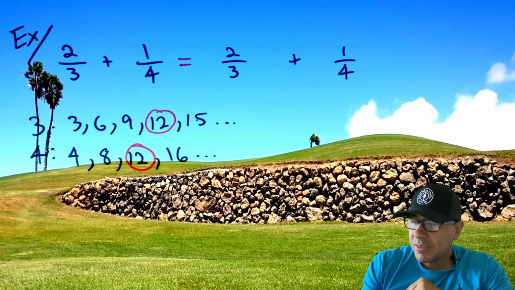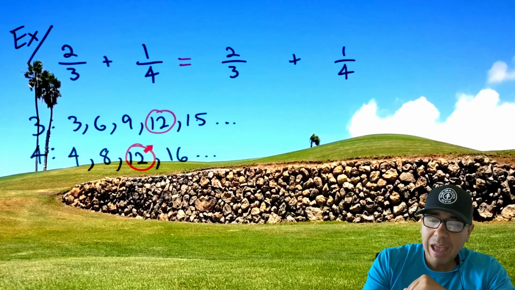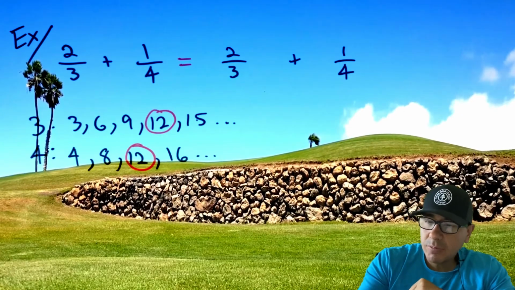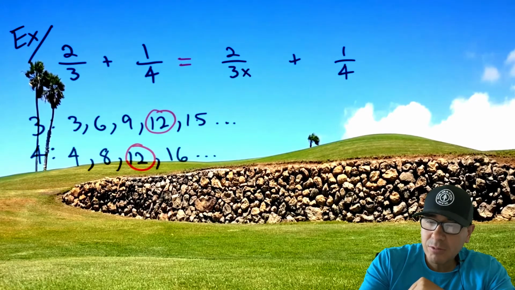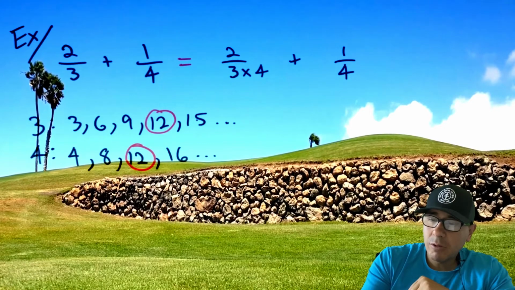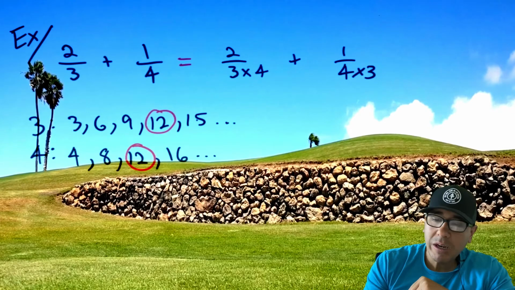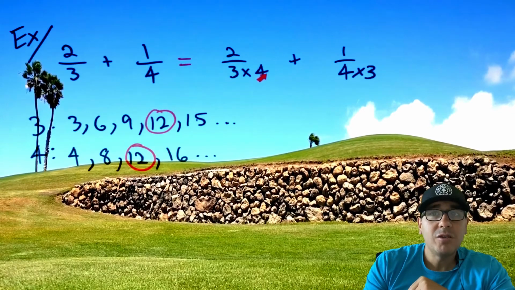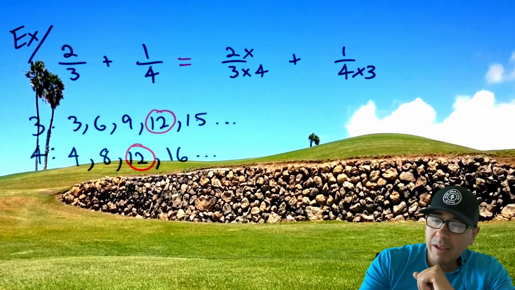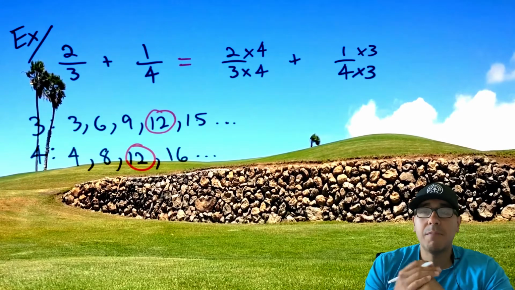So what we want is to rewrite this so that this denominator and this denominator have a 12 on the bottom. So you ask yourself, what am I going to have to multiply 3 by to get 12? Well, you multiply by 4. And what am I going to multiply the 4 by to get 12? Well, you're going to multiply that by 3. But remember, whatever you multiply the bottom by, you do the same exact thing to the top. So I'm also going to have to multiply the top by 4. And likewise over here, I'm going to have to multiply the top by 3.